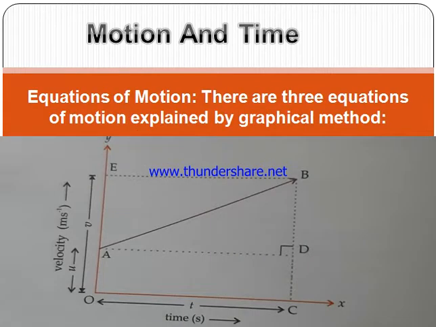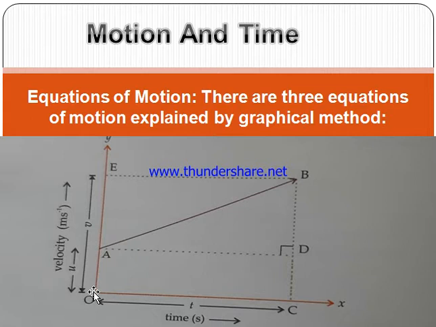Next we come to the very important topic, that is the equations of motion. There are three equations of motion which can be explained by the graphical method. So first we understand what this graph is. This is the velocity time graph. This position is zero time, zero velocity.